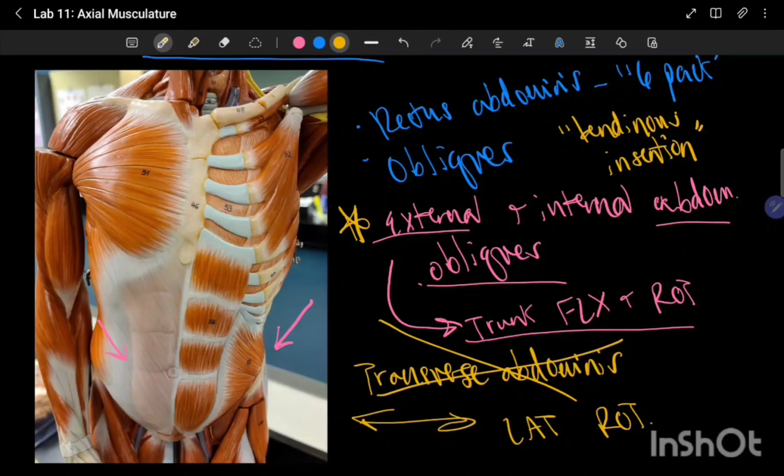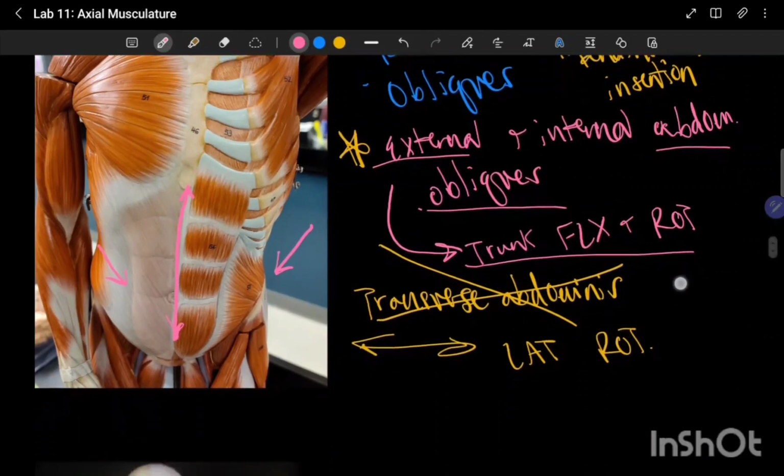There's a couple other structures here. So we did talk about tendinous insertions, but we haven't talked about this line here. That line is going to be our linea alba, a white line.